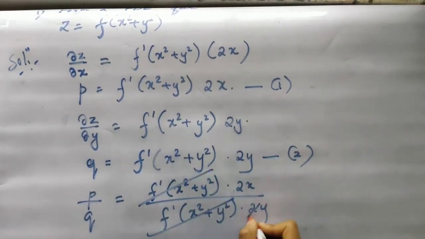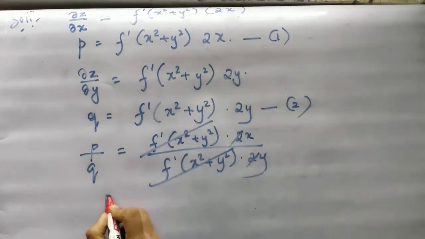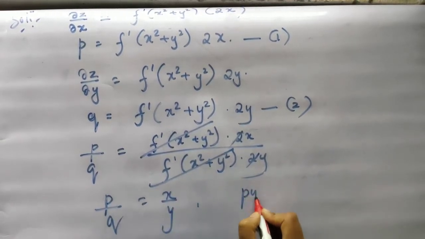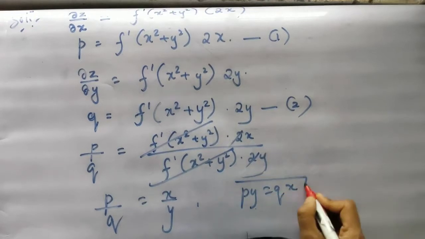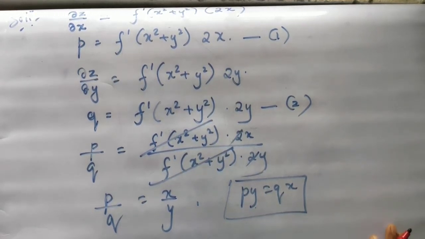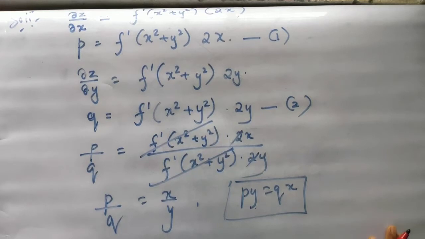This gets cancelled, 2 gets cancelled. So you are having p by q is equal to x by y, or py is equal to qx. This is the required PDE after eliminating that arbitrary function. Okay, so I hope you all have understood how to eliminate that arbitrary function. You have to just consider the division most of the time. There is nothing much difficult.